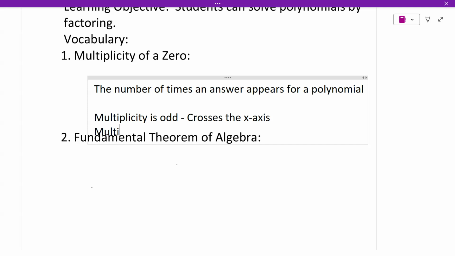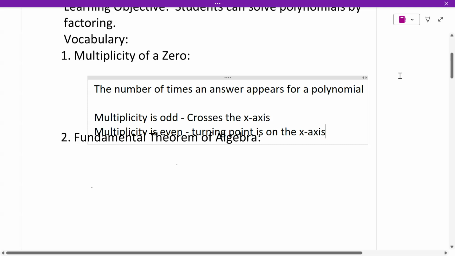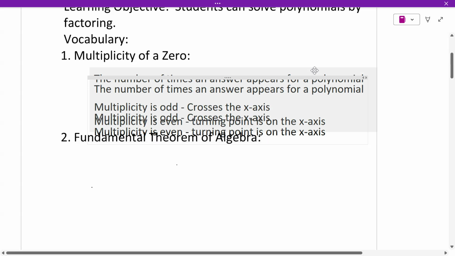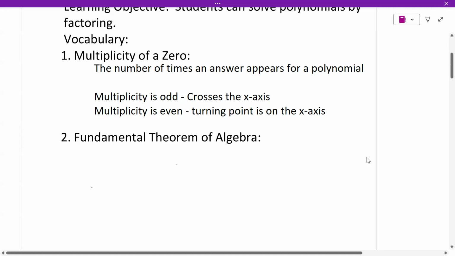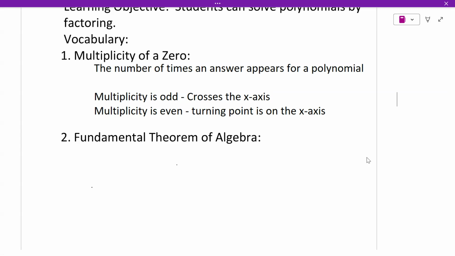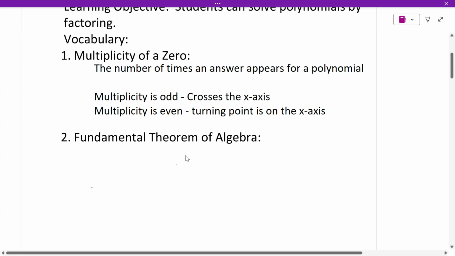Now, if the multiplicity is odd, it crosses the x-axis. If the multiplicity is even, the turning point is on the x-axis. What I say is it bounces. It bounces on the axis. So the multiplicity is the number of times an answer appears. So if it has a multiplicity of 2, it's going to bounce on the x-axis.